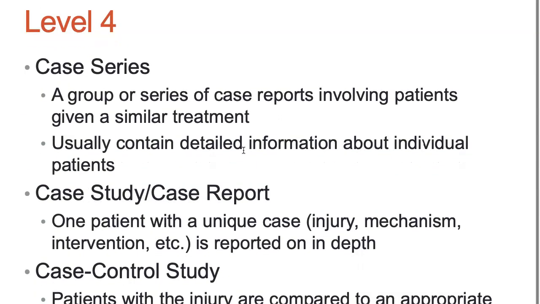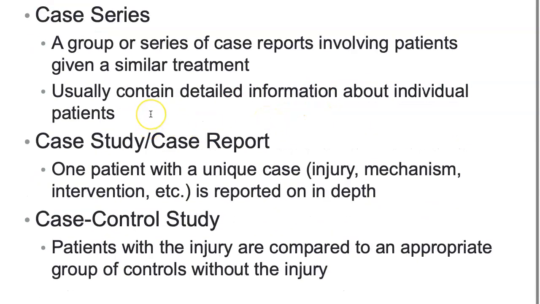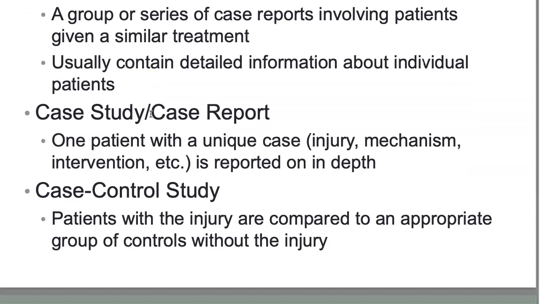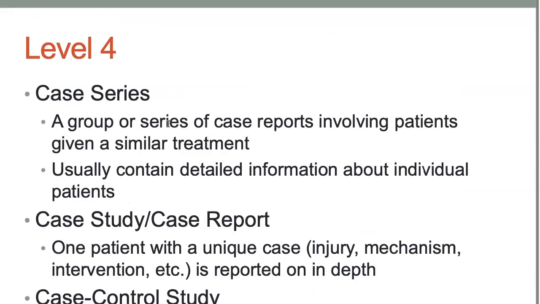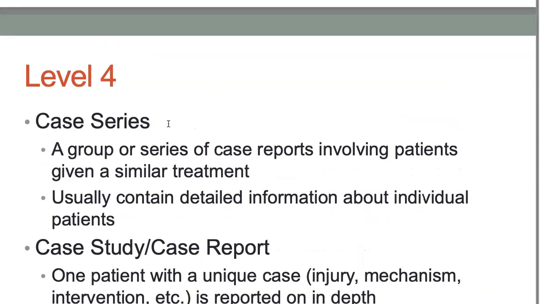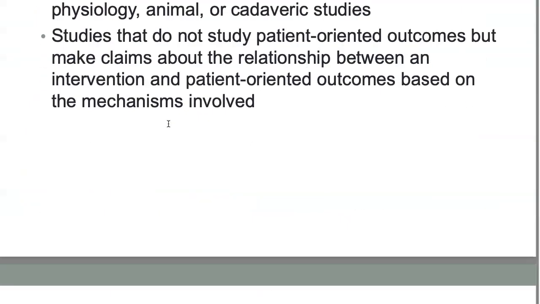Level 4, case series, a group or series of case reports involving patients given a similar treatment. Usually contains detailed information about individual patients. Case studies, case reports, one patient with a unique case, injury mechanism, those types of things, and is reported in depth. And case control study, patients with an injury are compared to an appropriate group of controls without the injury. So that's level 4. So what you have to look at with your articles for your assignment is where did they follow? I'm not going to even talk about level 5 because you shouldn't have any of these.